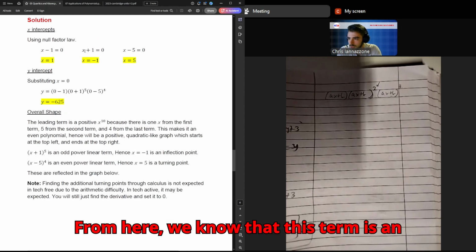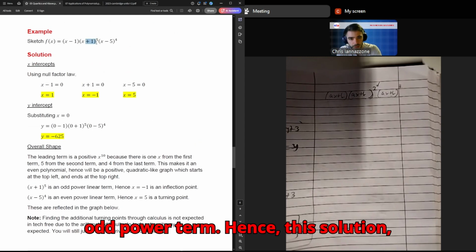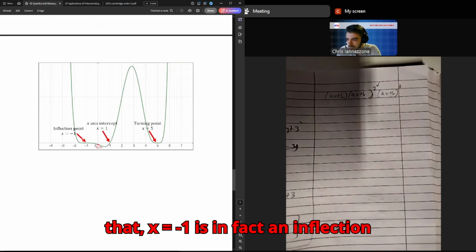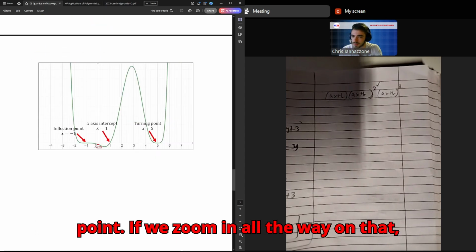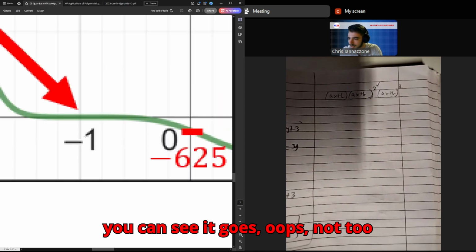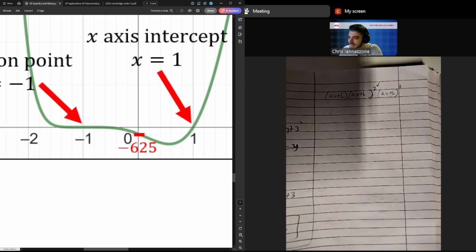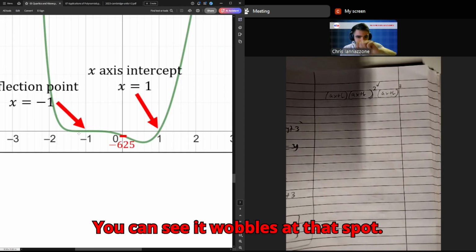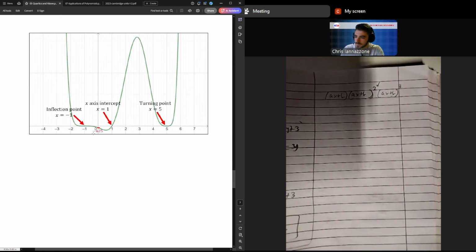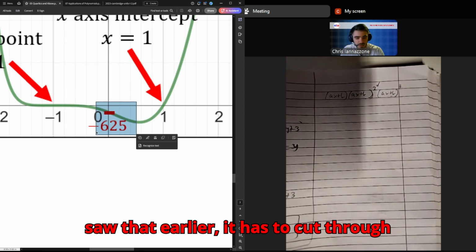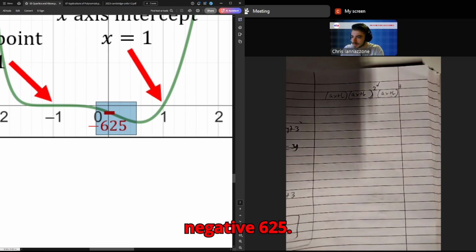From here, we know that this term is an odd power term. Hence, this solution, which came from that term, must be an inflection point. And so if we look at that, x equals -1 is in fact an inflection point. If we zoom in all the way on that, you can see it goes, whoop, not too far in so you don't see all the pixels. x equals -1 is in fact an inflection point. You can see it wobbles at that spot. While we're at it, y-intercept, we saw that earlier, it has to cut through -625.